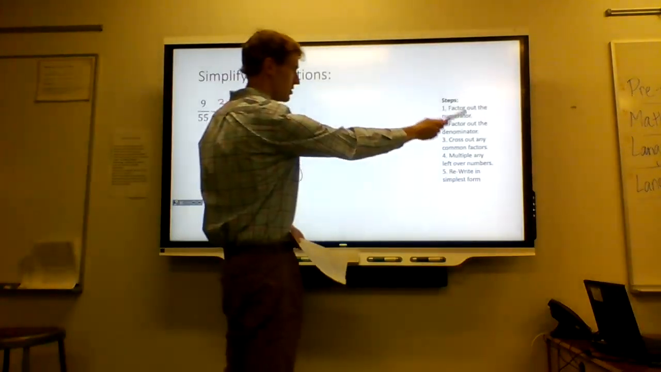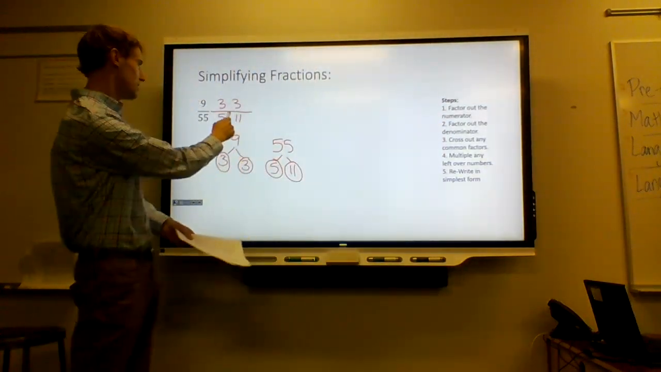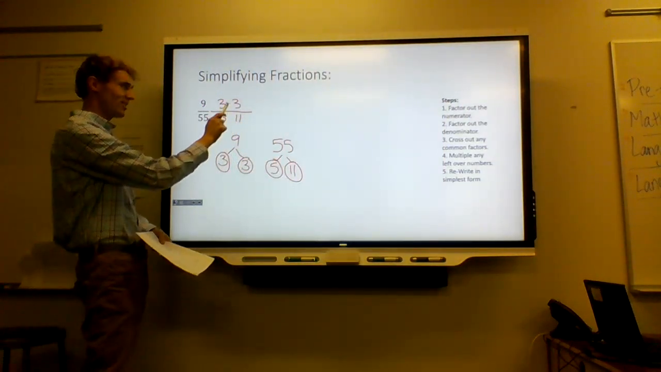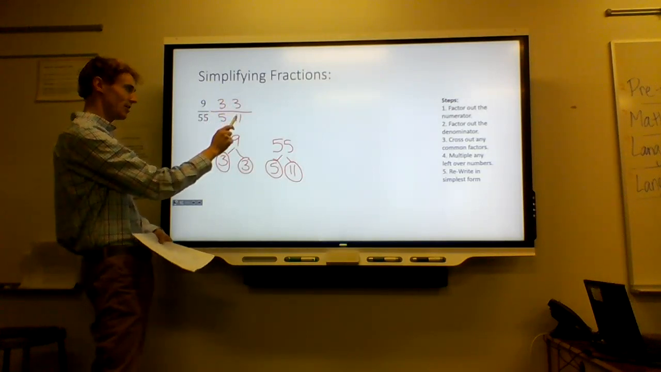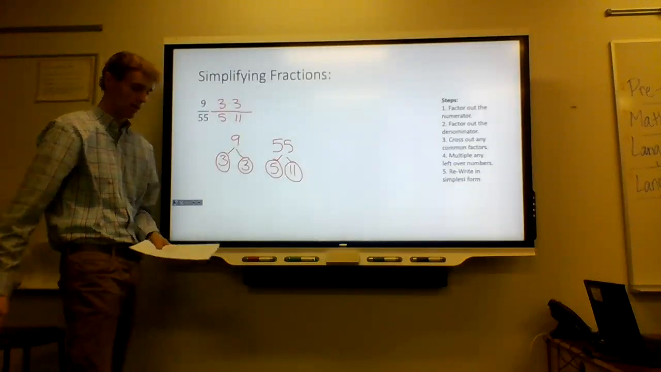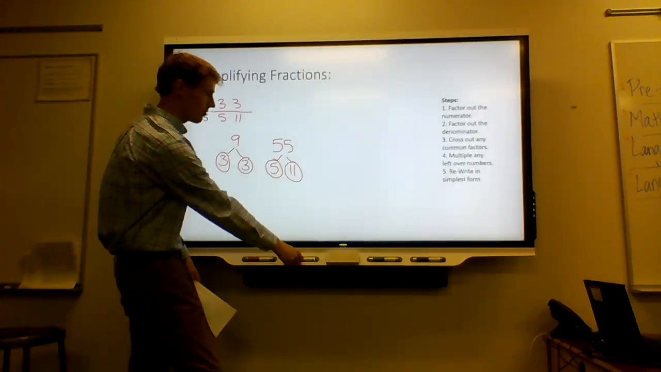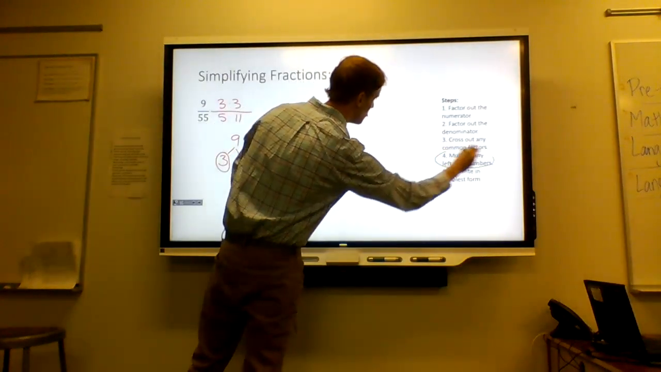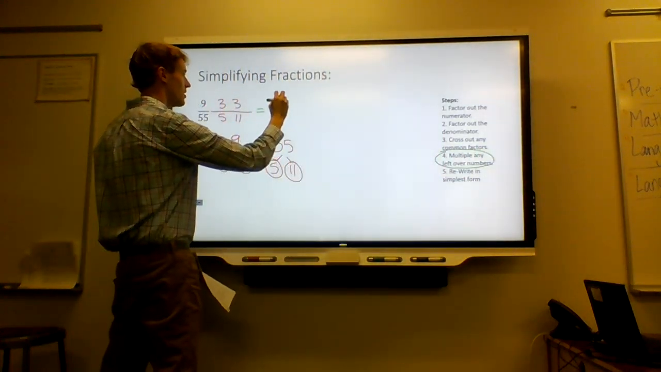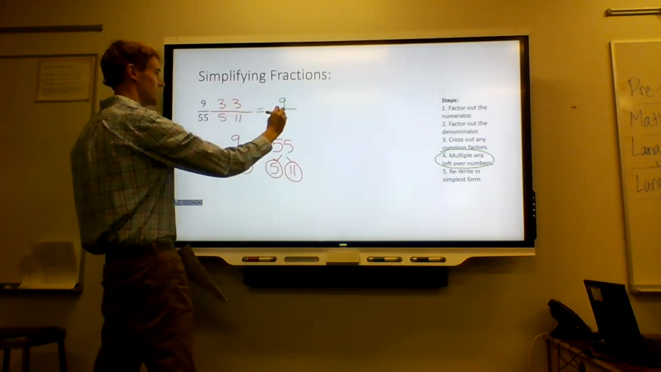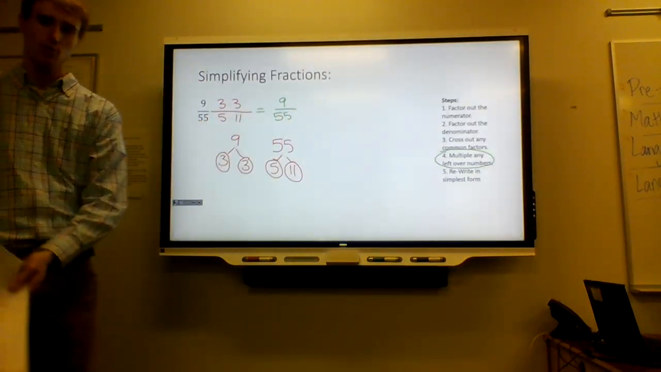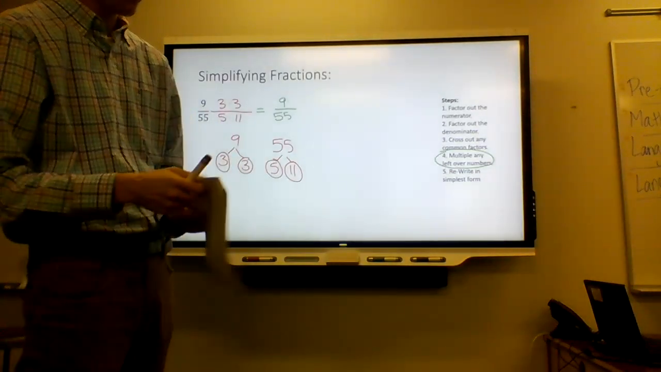Here we did steps 1 and 2. Do we have any common factors that we can cross out? So 5 on the bottom, but not at top. There's 11 on the bottom, but not on top. So we have no common factors we can cross out. So we need to multiply any leftover numbers. 3 times 3 is 9. 5 times 11 is 55. So 9 over 55 was in its simplest form.